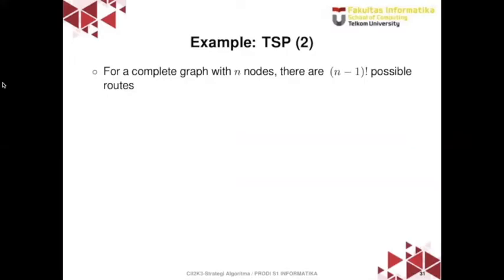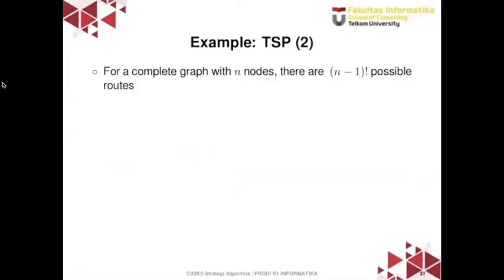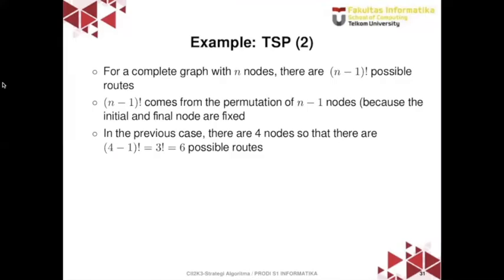For a complete graph with n nodes, there are (n minus 1) factorial possible routes. So you can see here, like I said before, if I want to go to three other cities, then there are three factorial possibilities. If I add another city here, then there are four factorial possibilities, and so on until we have n nodes. That means we have (n minus 1) factorial possibilities.